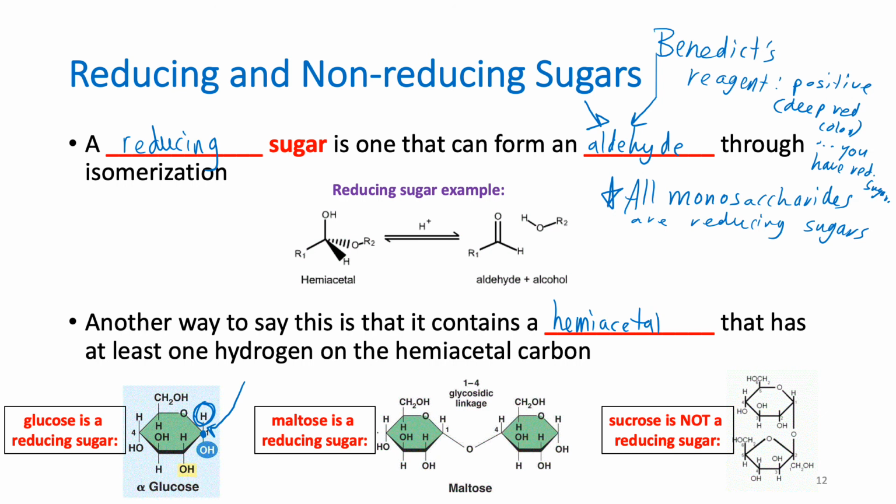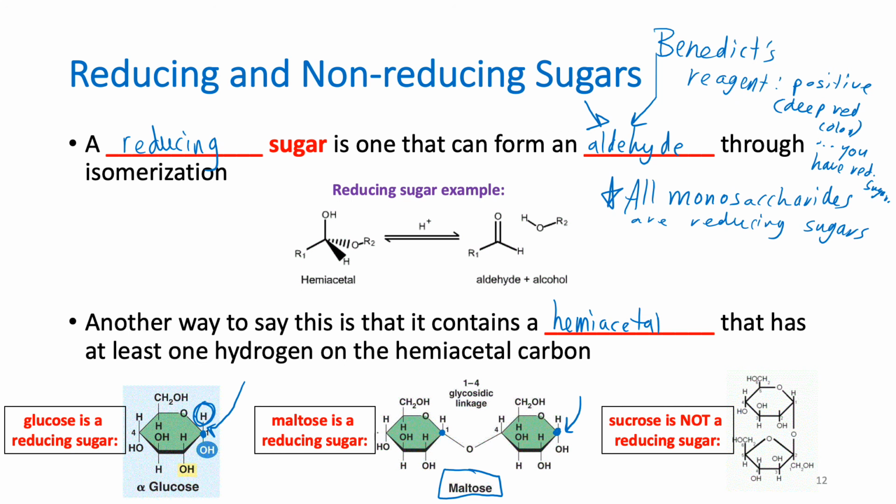Look at maltose right here. Maltose is a disaccharide. You may look right here and say, well, Dr. Morris, that is not a hemiacetal. That's now an acetal because of that glycosidic linkage. Well, while that may be true, look over here on the right side of the molecule. That is a hemiacetal, okay? And so that makes maltose a reducing sugar. Through isomerization, that can form an aldehyde.